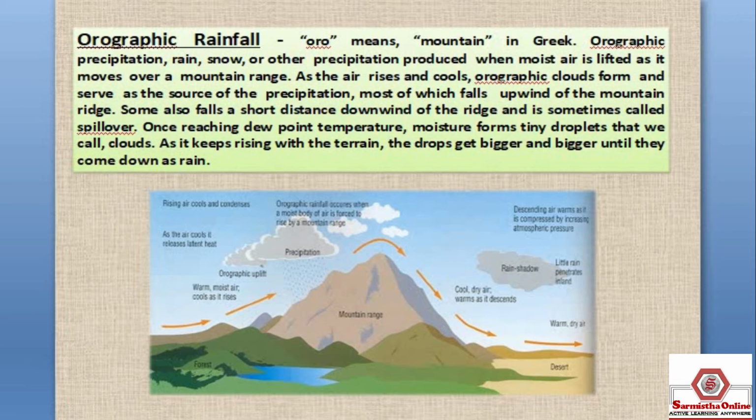As it keeps rising with the terrain, the drops get bigger and bigger until they come down as rainfall, and this bigger rainfall always takes place in the windward side. So the windward side always gets heavy rainfall, but the leeward side or the rain shadow region gets very low rainfall.